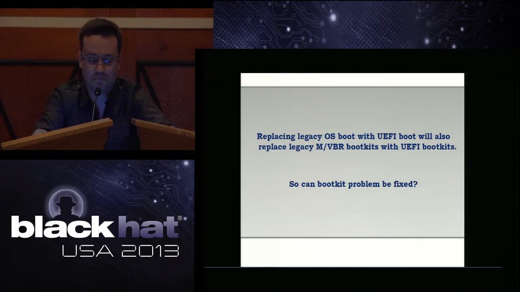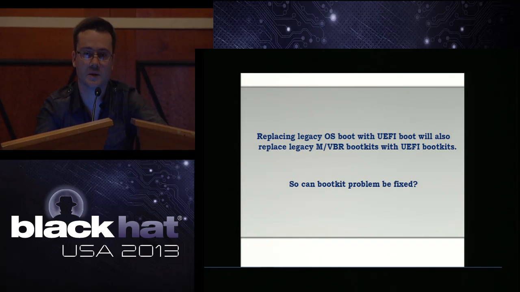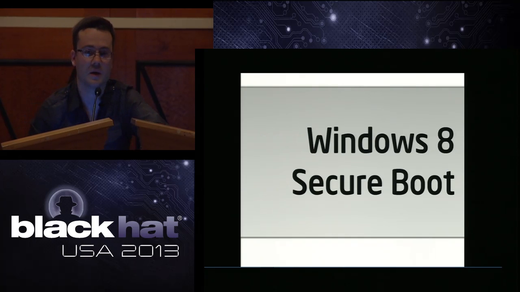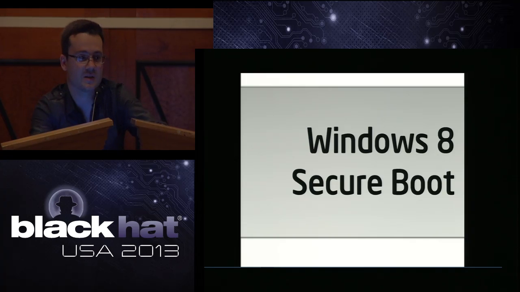All right. So like I said, we should expect legacy bootkits to move to UEFI bootkits as soon as the OS has moved their legacy, MBR-based boot to the UEFI boot. That's the natural evolution of the bootkits. We'll see them soon. So how is that problem generally fixed, or how do we want to fix it, right? And the Windows 8 Secure Boot is precisely the architecture that is intended to solve that problem. So let's see how that actually does.